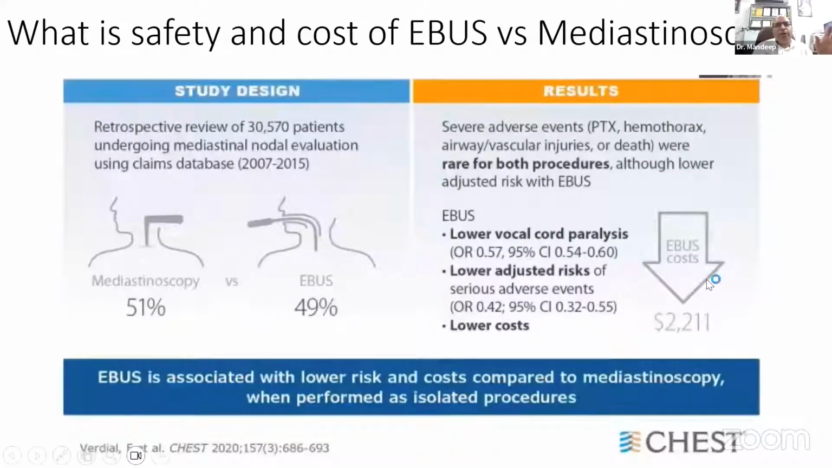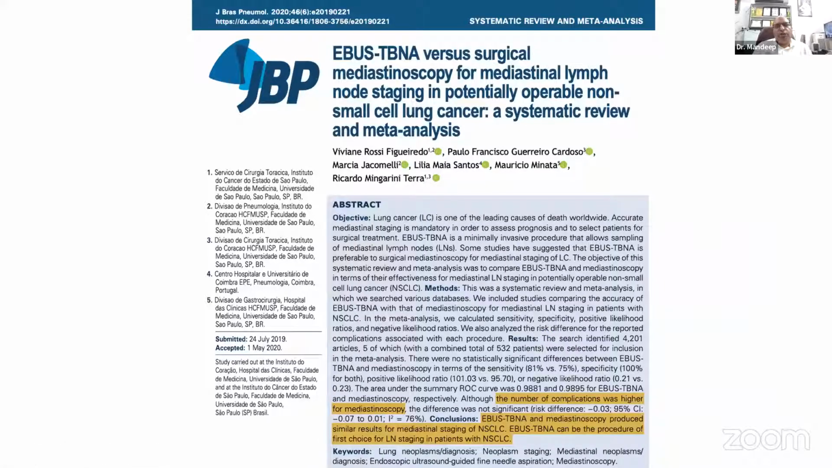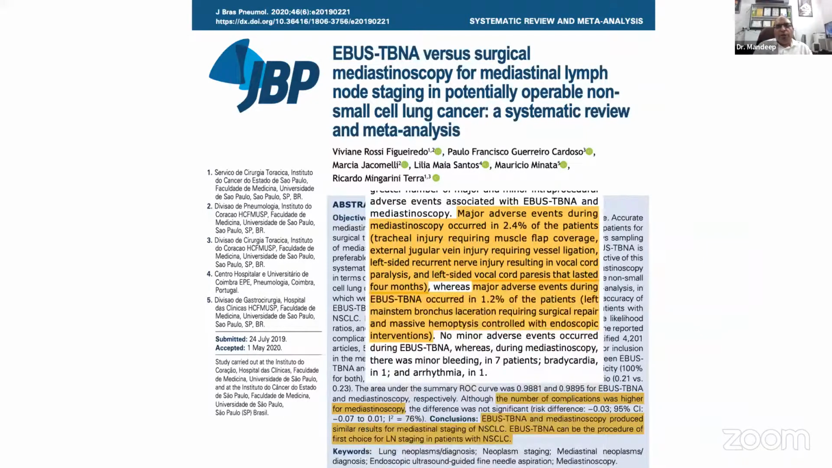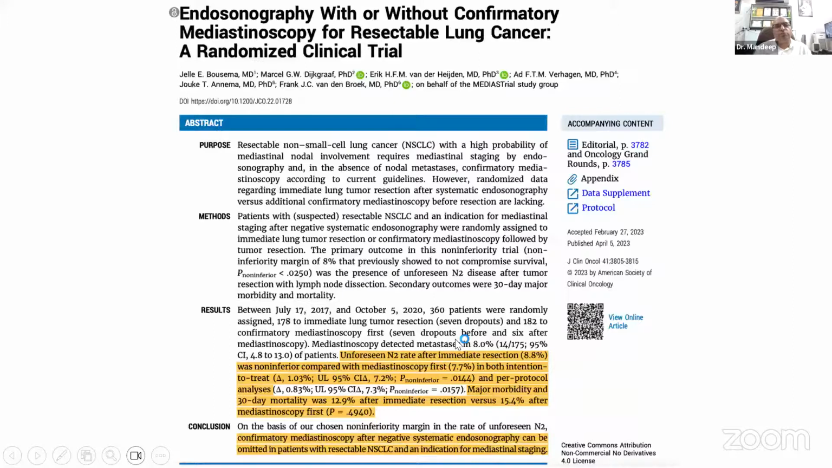So the safety of EBUS is much better as compared to mediastinoscopy, although serious adverse effects are less for both the procedures. With EBUS, there is a risk of lower vocal cord palsy, and it has lower cost as compared to mediastinoscopy. In the comparison of EBUS versus mediastinoscopy, major adverse effects during mediastinoscopy occurred in 2.4% of the patients: tracheal injury requiring muscle flap coverage, EJV injury requiring vessel ligation, left recurrent laryngeal nerve palsy, and left vocal cord paralysis that lasted for 4 months. While major adverse effects seen during EBUS TBNA occurred in 1.2% of patients: left main bronchus laceration requiring surgical repair, and massive hemoptysis controlled with endoscopic intervention.